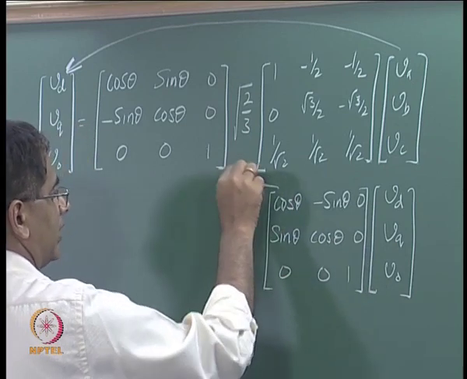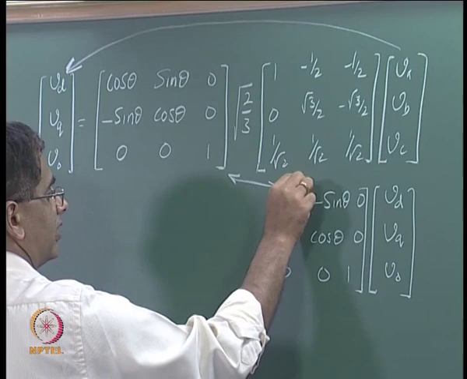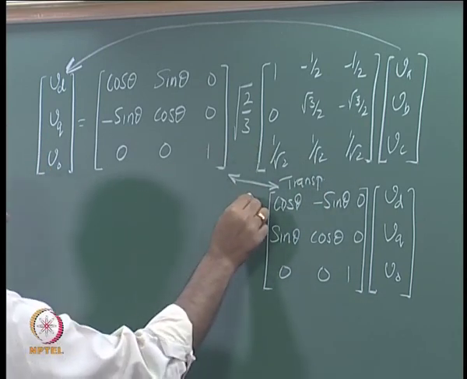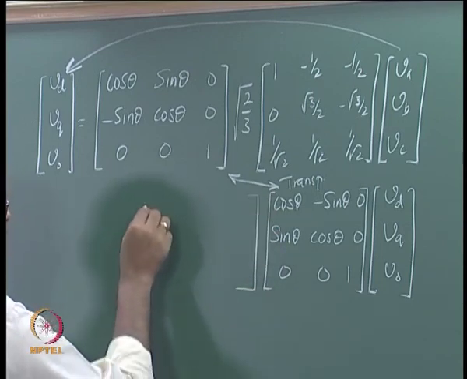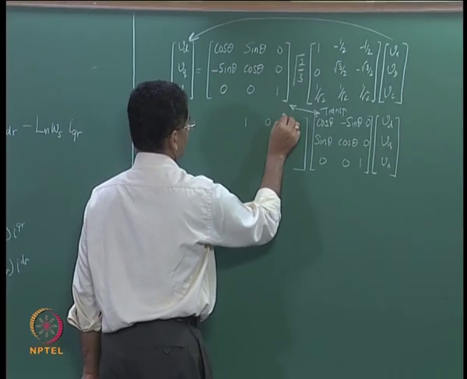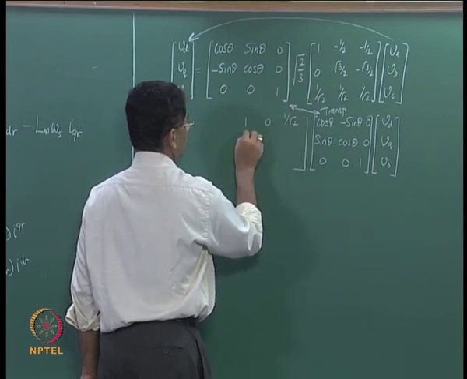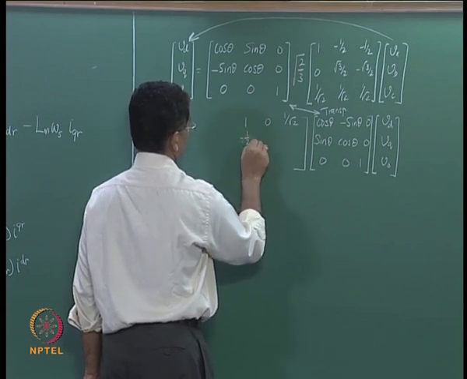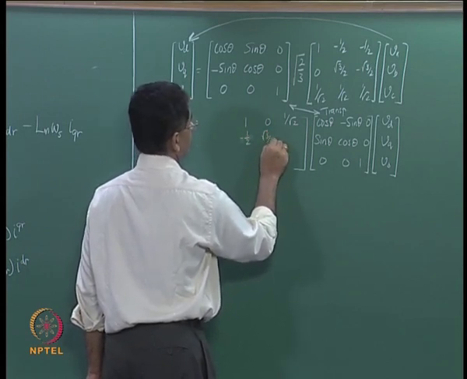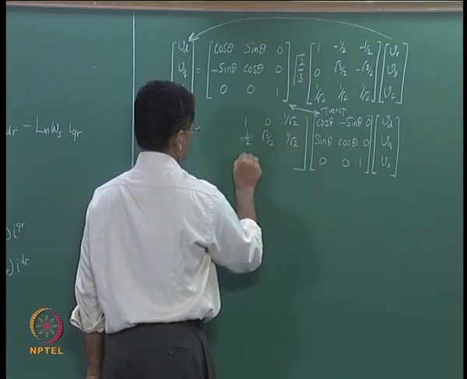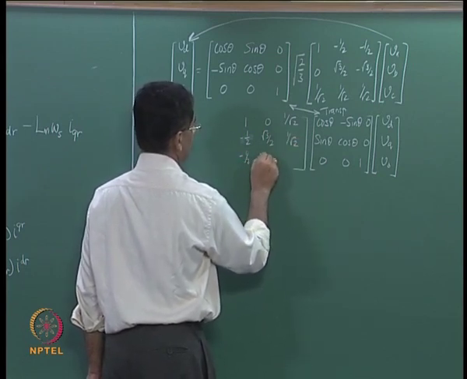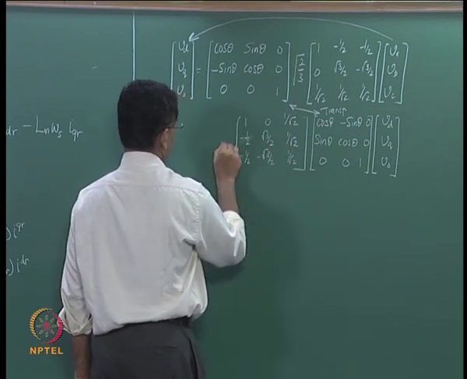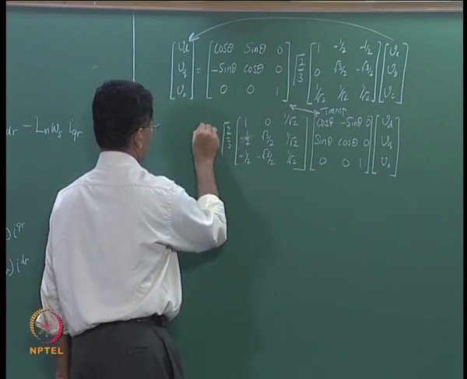So this matrix and this matrix are nothing but the transpose of each other. Similarly, you multiply again by the transpose of this matrix, which is 1 0 1 over root 2, 0, minus half root 3 by 2 1 over root 2 and minus half minus root 3 by 2 1 over root 2. The scalar remains the same, so that is still root 2 by 3.